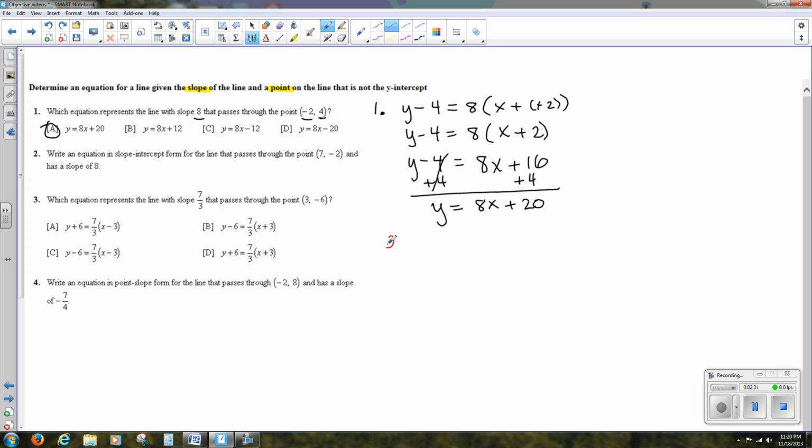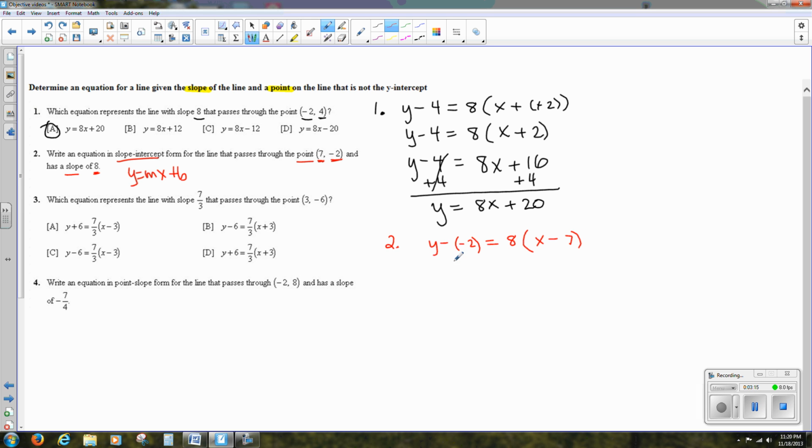Number 2. Write an equation in slope-intercept form. So that means we want y equals mx plus b. With a line that passes through this point and has that slope. So we need point slope form. Y minus, and then we need the y value from our point. It would be -2 equals m, which is our slope, of 8 times x minus, and then we need the x value from our point, which is 7.